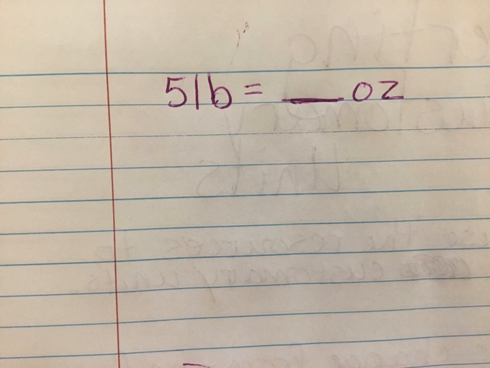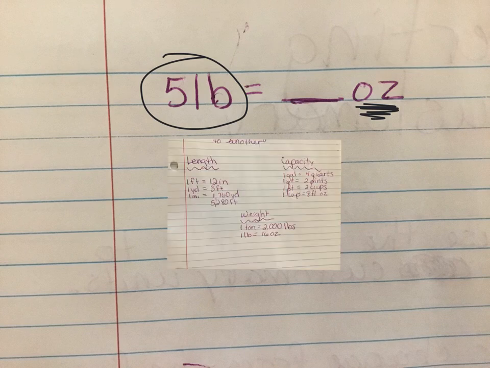So let's say that we have something that is 5 pounds, and we want to know how many ounces that is going to be. So the first thing that we do is we go back to our chart, or our tables that we just wrote. From here we have to figure out, what are we dealing with? We have to look for something that has both pounds in it and ounces.